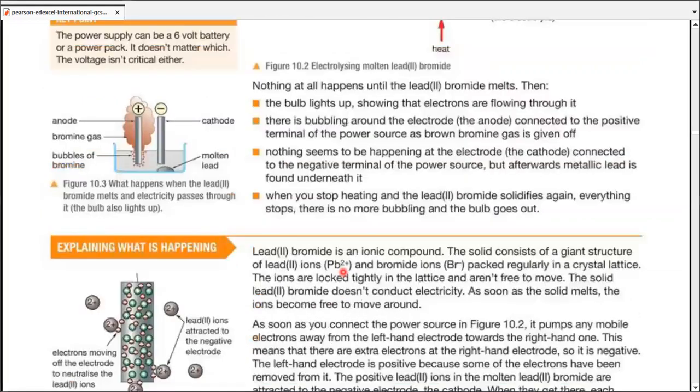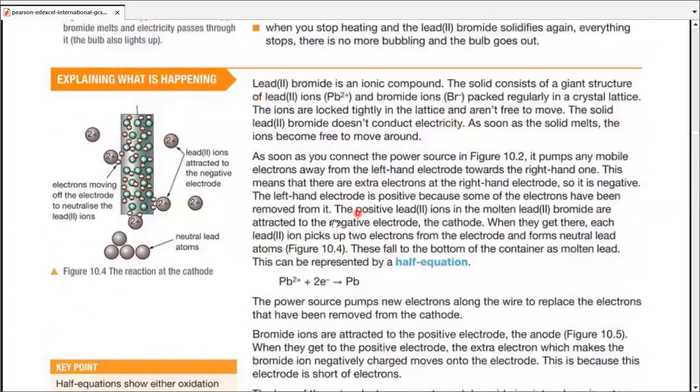Let's move forward. Now, explaining what's happening in it is pretty easy. I already explained that, but with the whole thing, let's go with it. Lead bromide is an ionic compound. The solid consists of a giant lattice of ions, the positive lead ions, the negative bromide ions, and they're packed regularly. The ions are locked tightly in the lattice. They're not free to move. It does not conduct electricity, but as soon as it melts, the ions become free to move around, and that's the point when the electricity starts conducting.